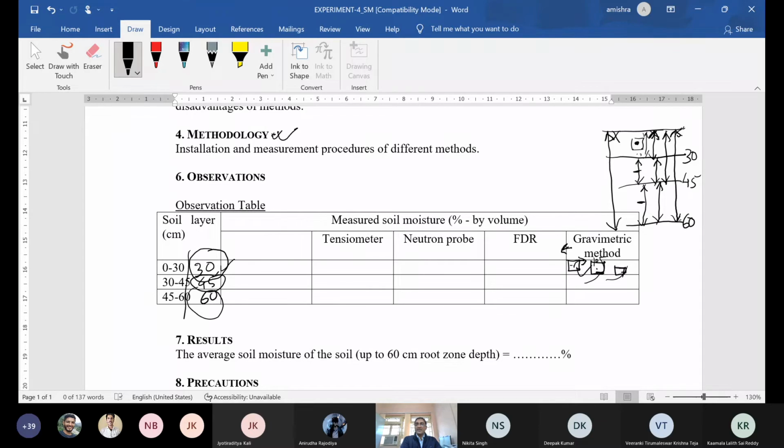Next, the observations are on tensiometers. Tensiometers are installed at 30 centimeter, 45 centimeter, and 60 centimeter. Suction pressure was measured in these three tensiometers and recorded as an observation. The neutron probe we are not using.